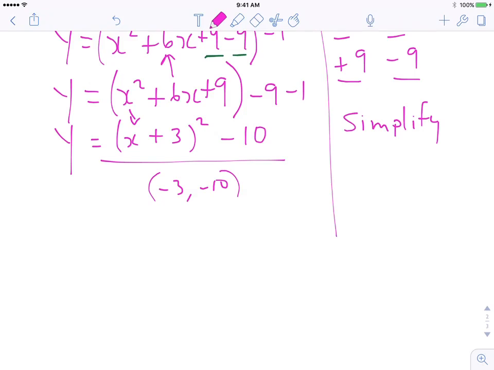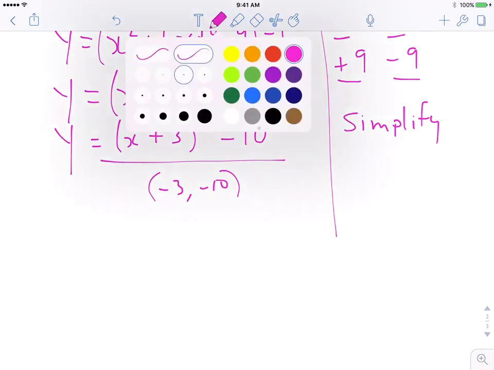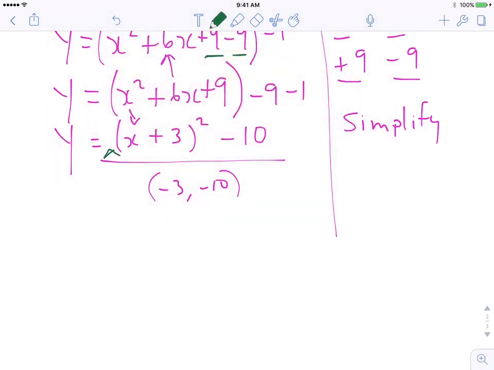In that case, if it's negative 3, negative 10, we'll first look at the a value. And the a value right here is 1. We don't write the 1, but we know there's an imaginary 1 right there. And it's positive. So therefore, it has not been stretched nor compressed. And we know because the 1 is positive that it's opening upward. So we know a is equal to 1, which means it opens upward.